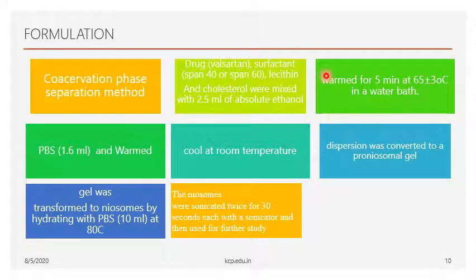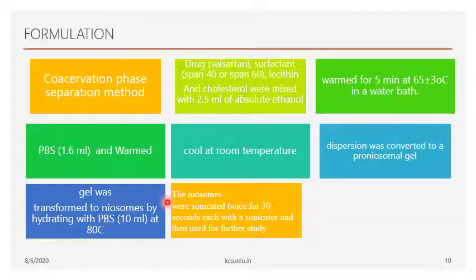After warming, they slowly added 1.6 ml of phosphate buffer solution. It is again warmed for 5 to 10 minutes, and it is slowly cooled at room temperature. While cooling, this solution gets dispersed and is converted into the proniosomal gel. After forming the proniosomal gel, it was hydrated with 10 ml of phosphate buffer solution at 80 degrees Celsius. At this time, it converted from the gel to niosomes.